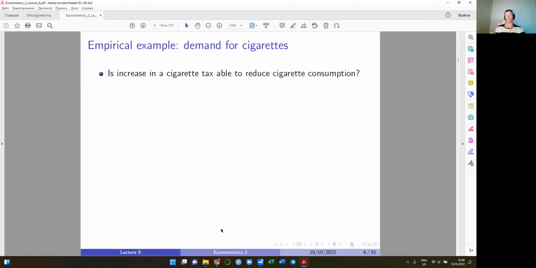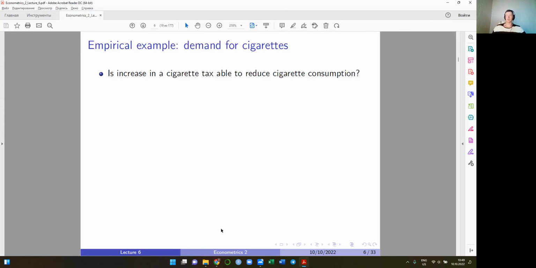Our empirical question is: is increasing the cigarette tax able to reduce cigarette consumption? So this is somehow related to the demand. Can an increase in the price of cigarettes reduce cigarette consumption? If you think about the practical application of this question, this is very widely used.